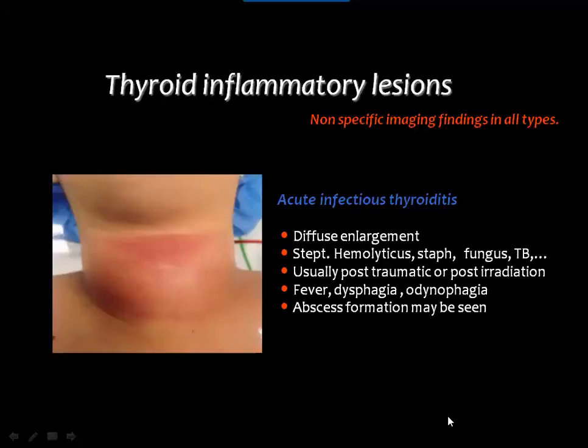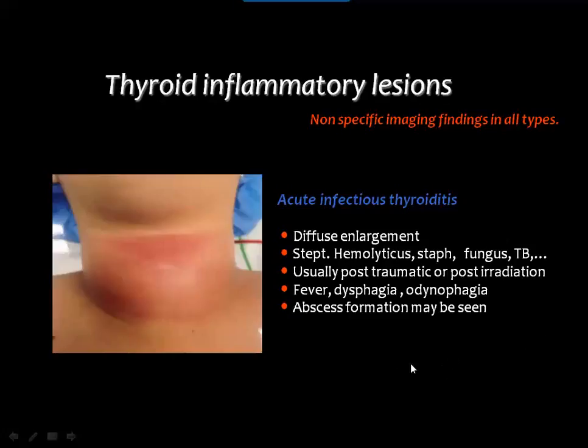Then we came to the inflammatory lesions, and I should say here that most of the thyroid lesions give no specific imaging findings except for the goiter. But we usually use the combination of the clinical data, the imaging finding, and the fine needle aspiration cytology guided by ultrasound to reach the final diagnosis in many of these cases.